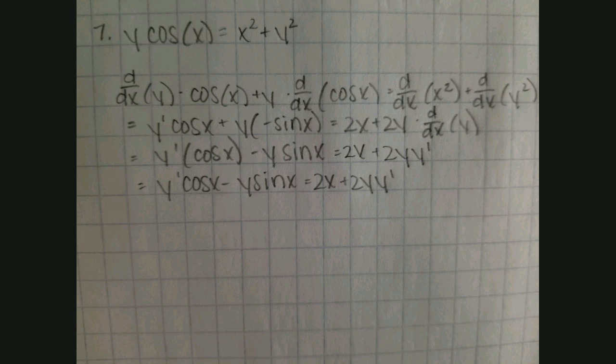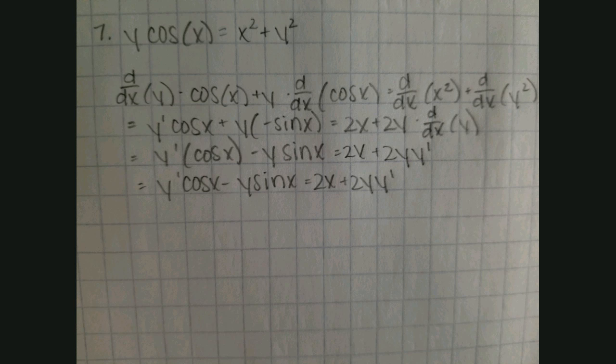Is it possible to get 2y squared prime? 2y, yeah, it is. On the third line, I have 2y, y prime. That's exactly right. Y prime is your dy dx. Yeah, and dy dx, y prime, they mean the same thing. Then 2y prime times cosine x minus y sine x, which equals 2x plus 2y times y prime.